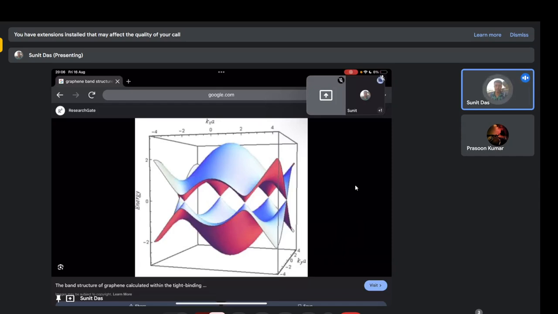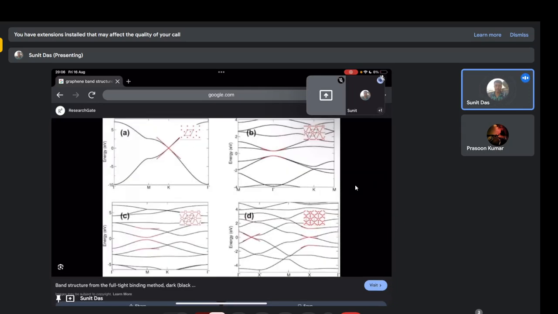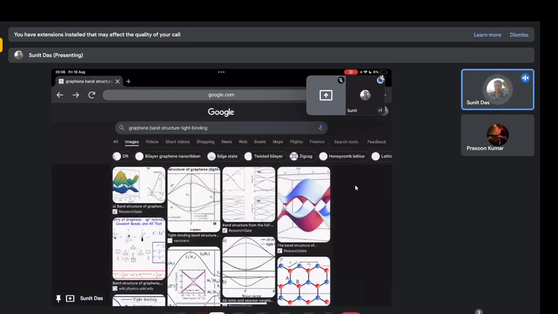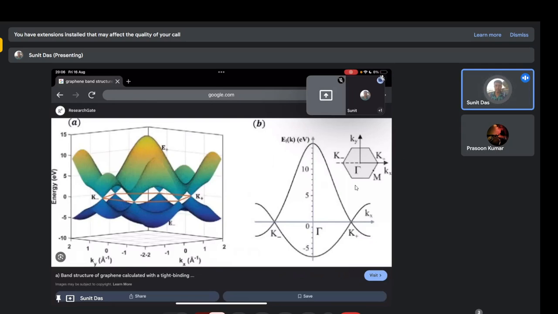And if you look closely, this band structure is fully symmetric with respect to the zero energy, right? The shape of the conduction band and the shape of the valence band are exactly the same. This is the case with the nearest neighbor hopping. But when you take next nearest neighbor hoppings, things will change and particle hole symmetry will be broken.